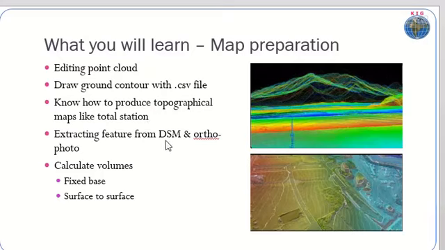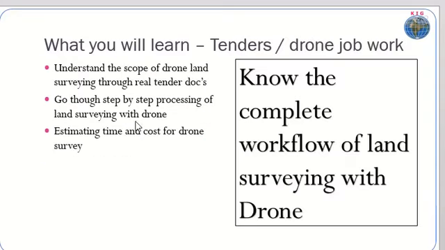Using processed data, contour generation, volumetric calculation, L-section, and cross-section generation can be done. You can calculate volume with the base surface datum or by considering the difference between two surfaces. Most importantly, you will understand the business scope of drone surveying, job work planning, and estimating the cost.